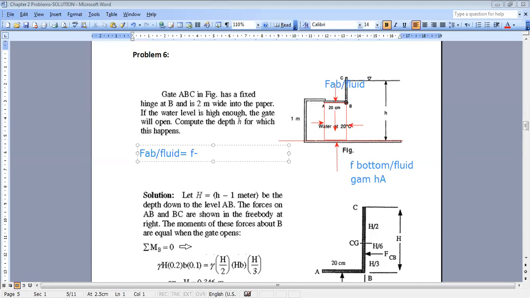And if I replace, what is small f? If I want to do the analysis of small f as a weight, the expression of small f is gamma HA. Can you tell me gamma HA is which volume?